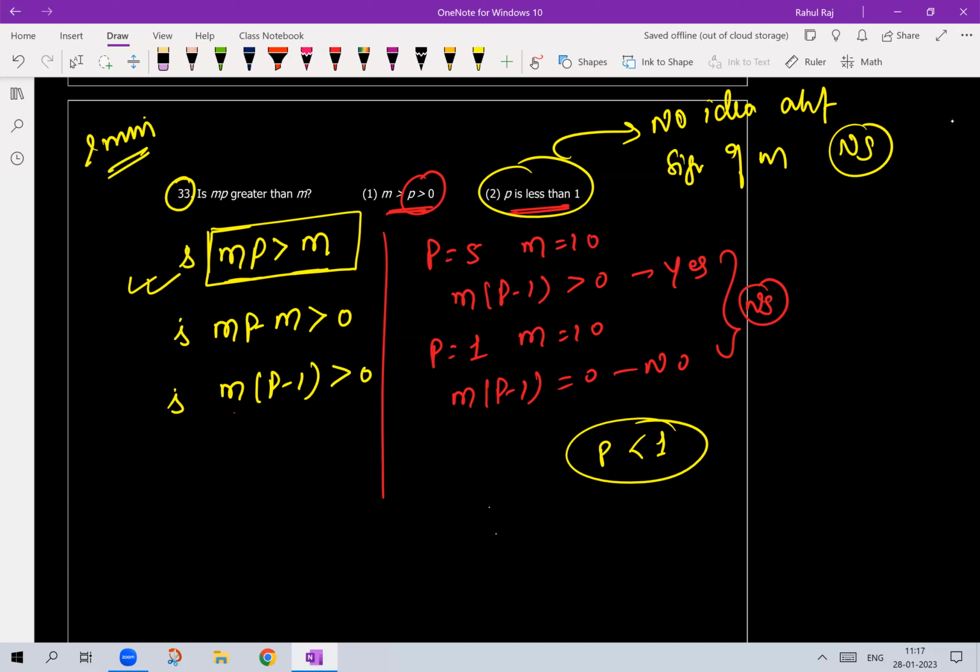So straight away I can say I have no idea about the sign of M. This is impossible to solve, because my question is M into P minus 1. Option number 2 only tells you about P. It doesn't say anything about M. So straight away, not sufficient.